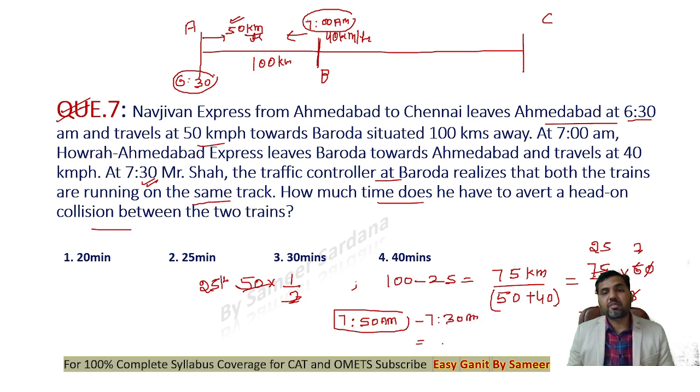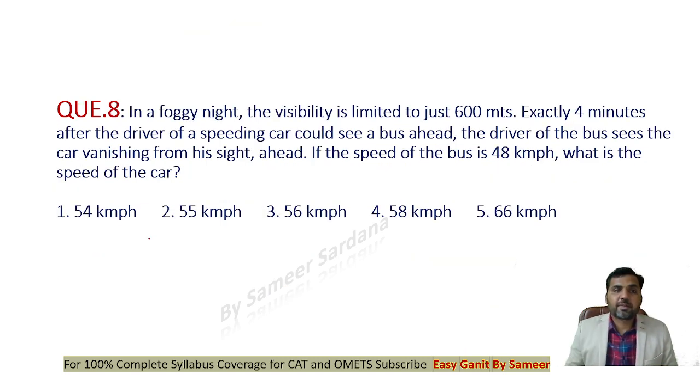So how much more time does he have to avoid the head-on collision? He has only 20 minutes to avoid the head-on collision. So the answer is option number A.